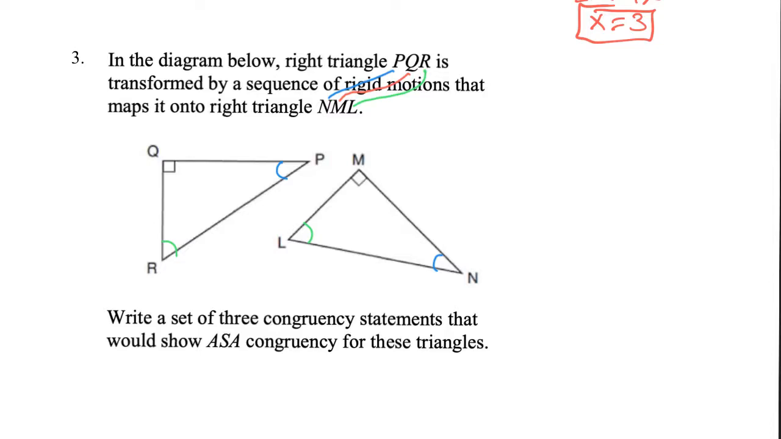So you just have to say: angle Q is congruent to angle M. That's one. And then you have to show the side, so I said QR is congruent to ML. That's number two. And last but not least, angle R is congruent to angle L. And there we go. That's it.